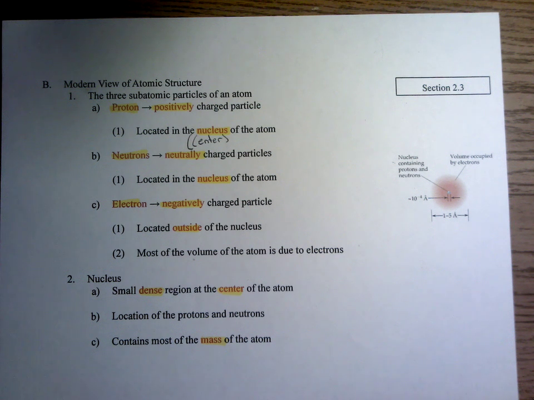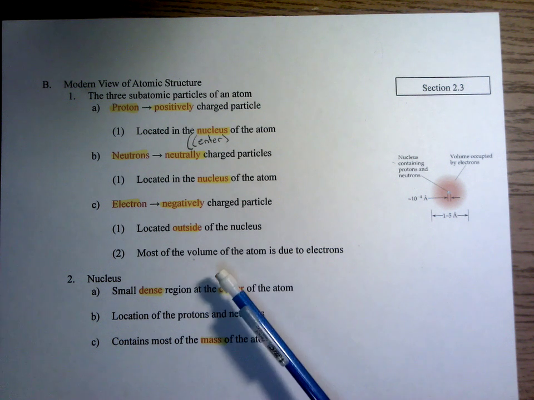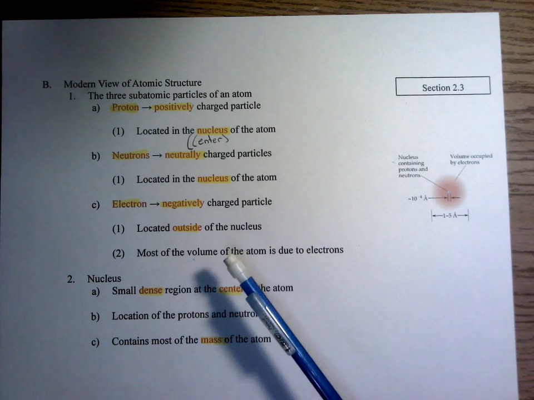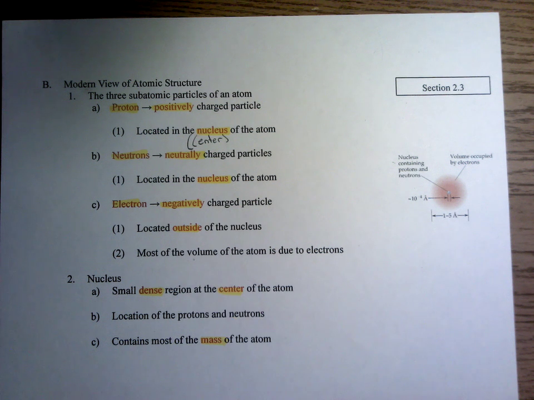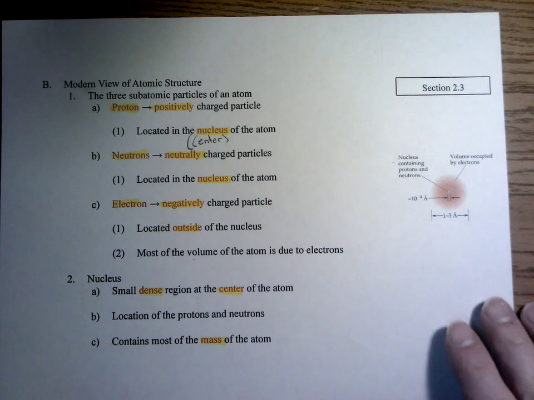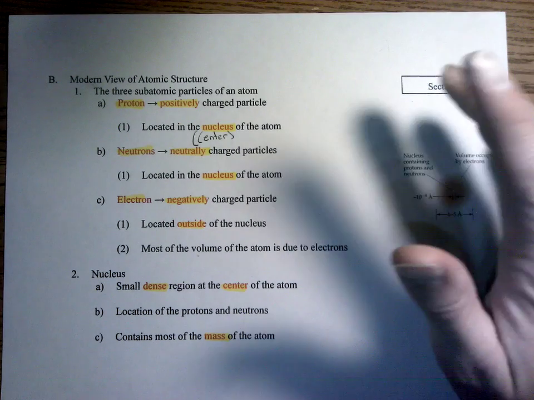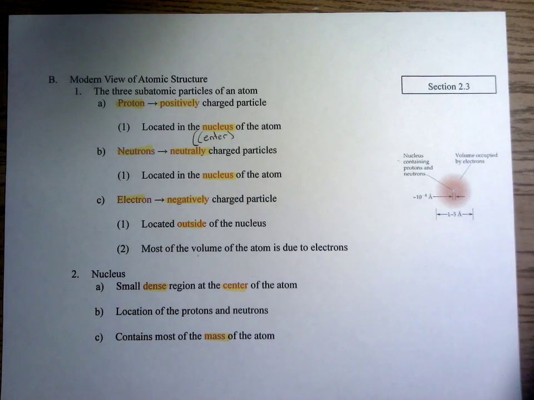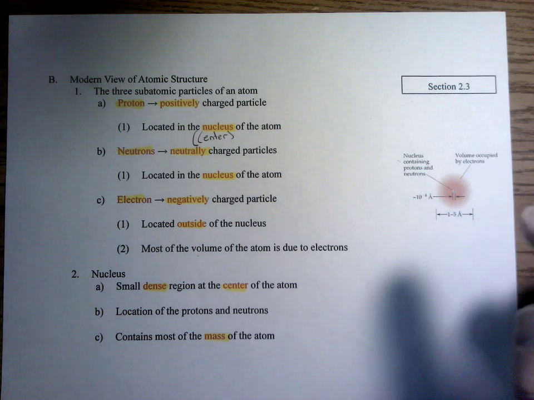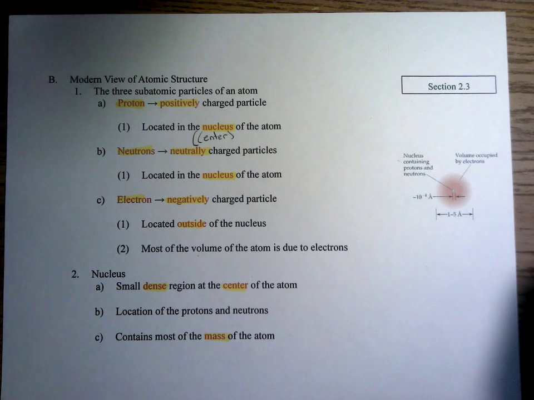Now, notice here that the electron, it states that it takes up most of the volume of the atom. Most of the mass is going to be from protons and neutrons, which we'll talk about here down below, and most of the volume is going to be from that electron.